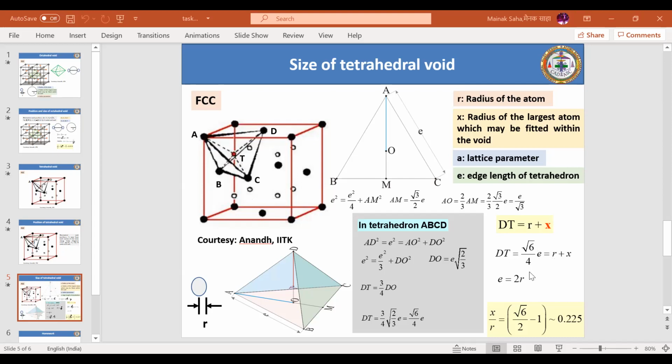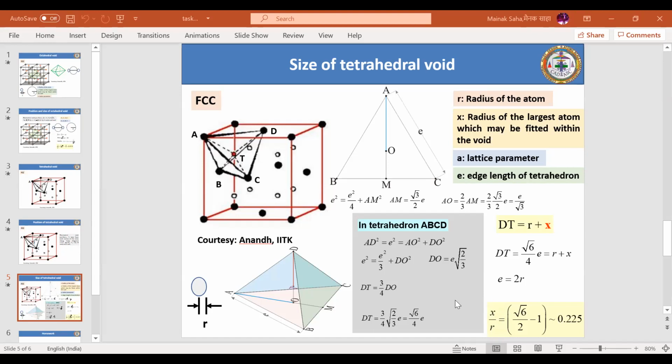Now, DT is equal to root 6 by 4 E. So root 6 by 4 into 2r, root 6 by 2 r. So root 6 by 2 r is equal to r plus x. So x by r is equal to what? Root 6 by 2 minus 1 is 0.225. So this is the radius of the largest atom, with respect to r, the atomic radius.